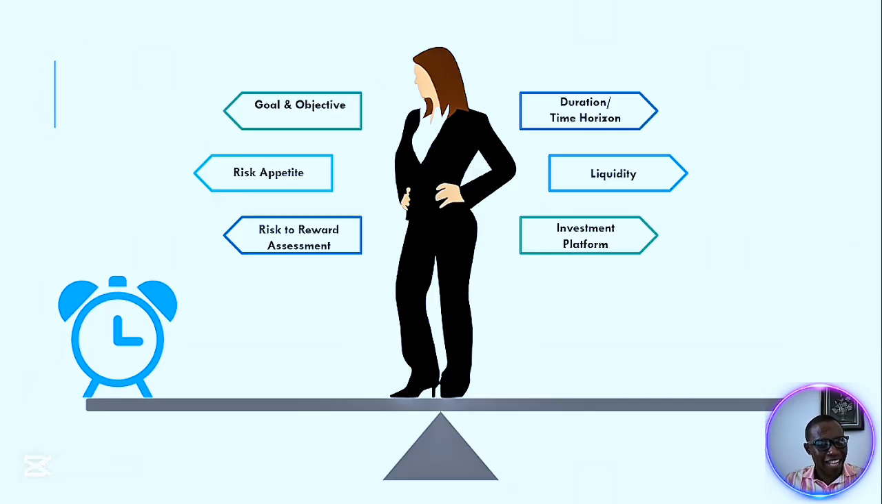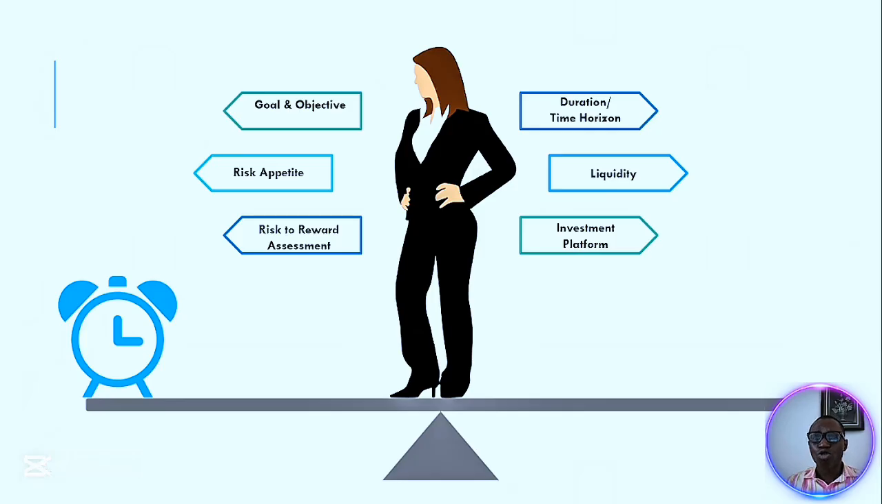I hope you understand. When you consider risk to reward assessment as well, that is what will help you to know, okay, should I go for government bonds or should I go for corporate bonds? If you can take on risk, you have done your assessment well, you can decide to go for corporate bond, you can decide to go for commercial paper rather than going for government bonds or treasury bills. I hope you are getting it.